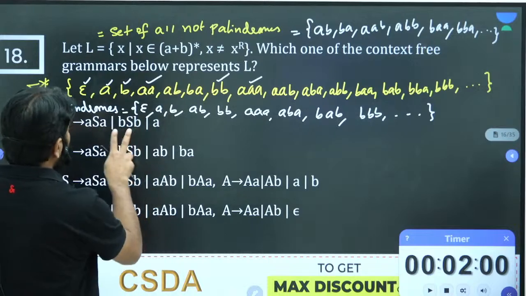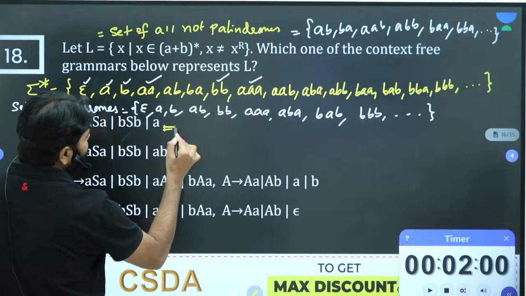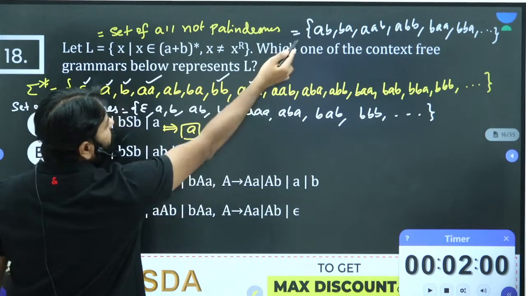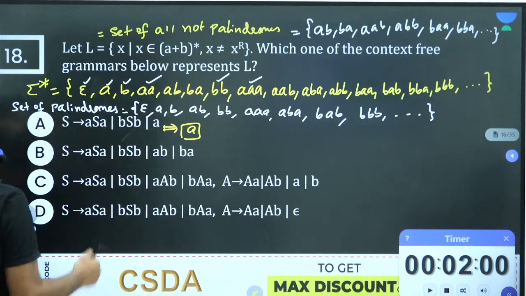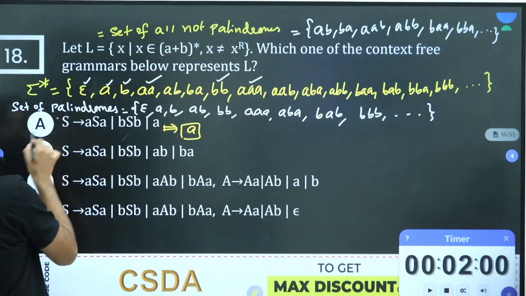Now, AB, first option. Here minimum string is what? Here minimum string is A, but A we don't want at all. It's not in our language. The question is, which of the following CFGs represents L? So this cannot represent L.